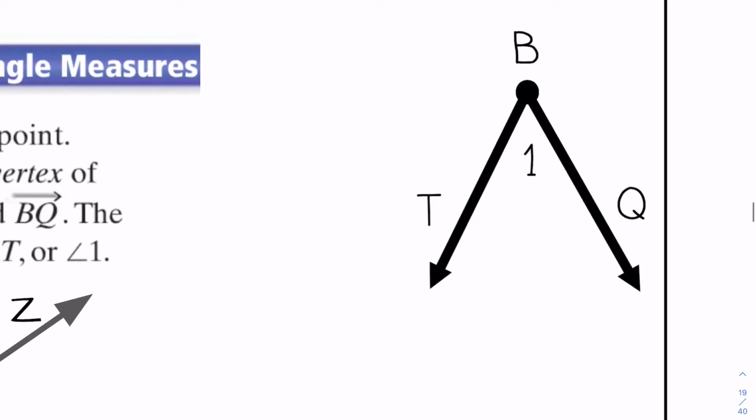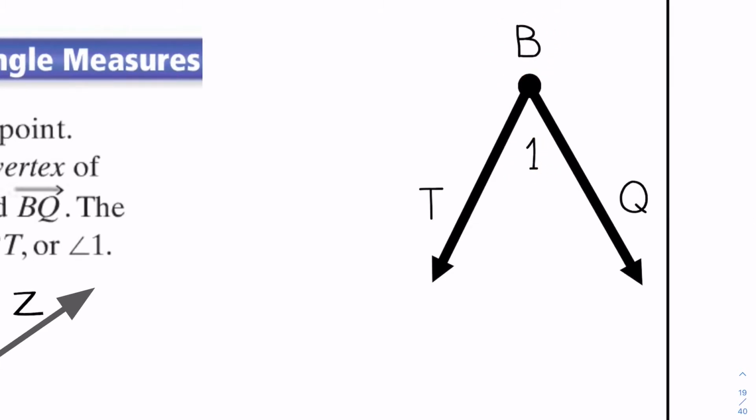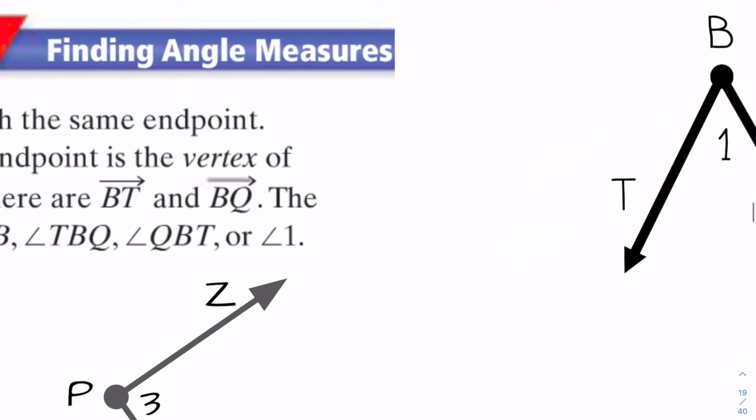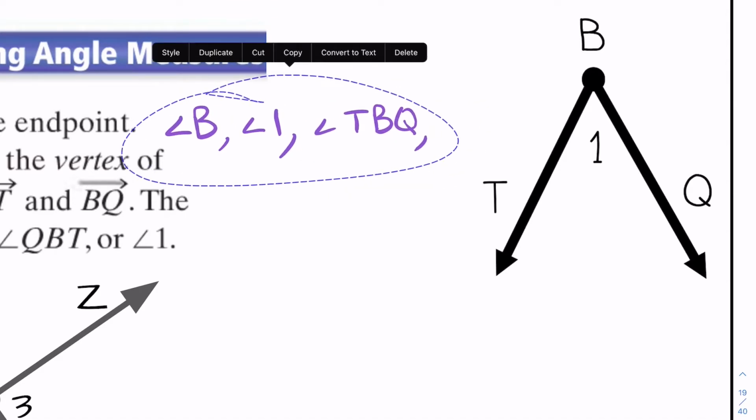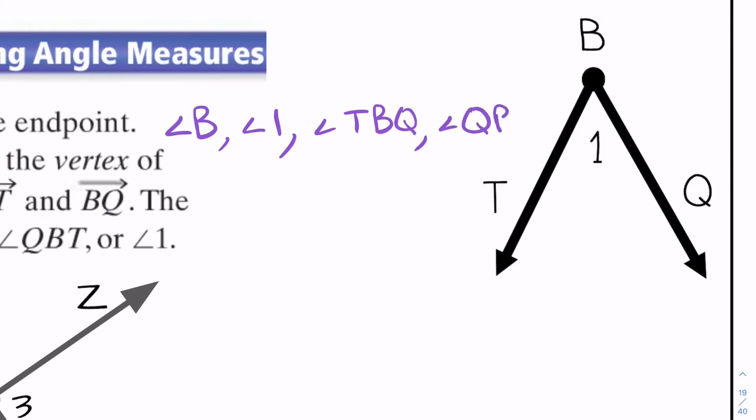So here we have angle B. We could also call it angle 1. We can also call it angle TBQ. We can also call it angle QBT. So I'm going to write down the four ones that we're able to call them. Angle B, angle 1, using the number in the center of it, angle TBQ, and angle QBT.